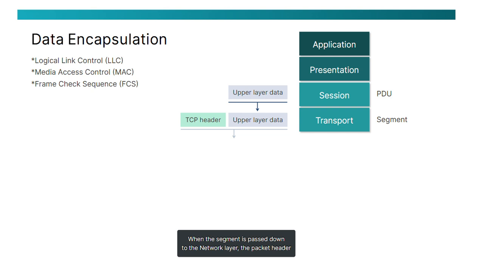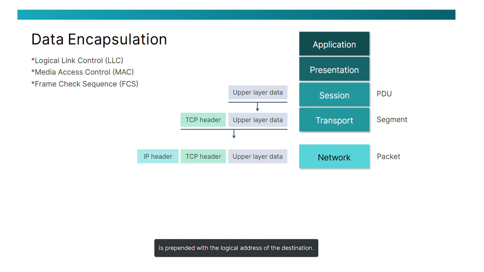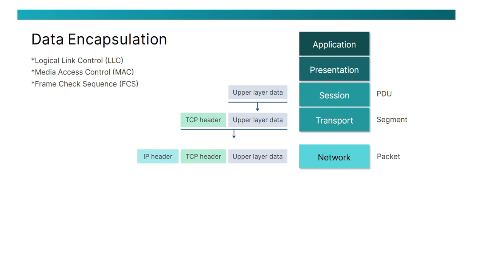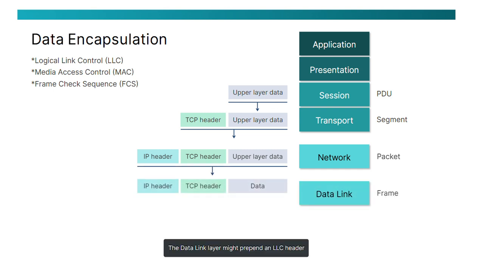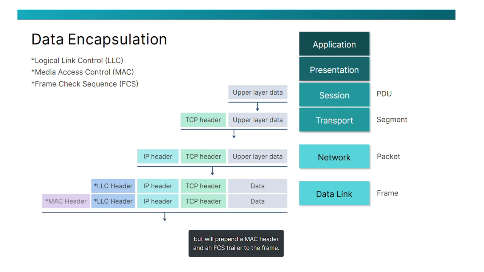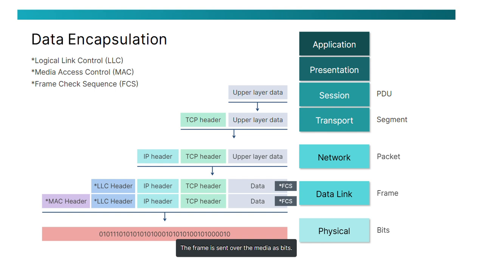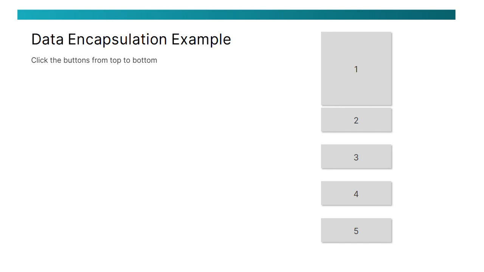When the segment is passed down to the network layer, the packet header is prepended with the logical address of the destination. The packet is sent down to the data link layer. The data link layer might prepend an LLC header to provide for acknowledged delivery of the frame if needed, but will prepend a MAC header and an FCS trailer to the frame. The frame is sent over the media as bits. Click each button to explore an example of data encapsulation.